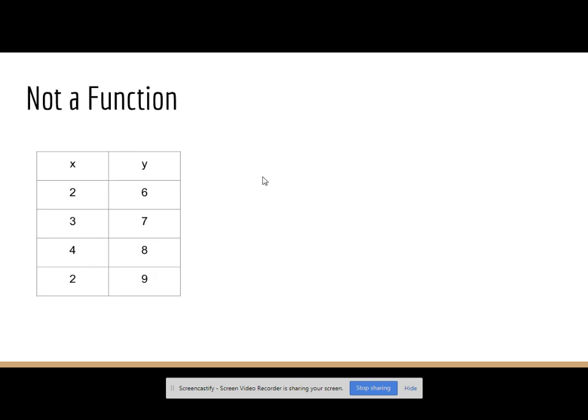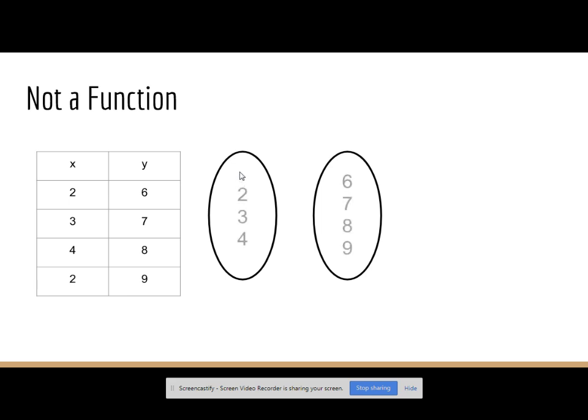If I make my function map, if I make my ovals, I list all the input values. I've got 2, 3, 4, and 2. But 2, we're just going to write one time. So I'm going to put 2, 3, and 4. My range values, my y values, I've got 6, 7, 8, and 9. Those are already in order. And I'm going to draw some arrows. Let's see, 2 maps to 6. So when 2 goes in, 6 comes out. 3 maps to 7. 4 maps to 8.